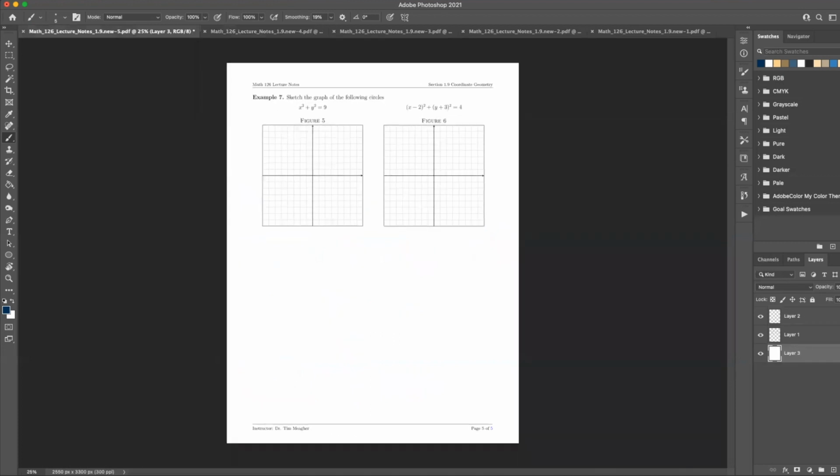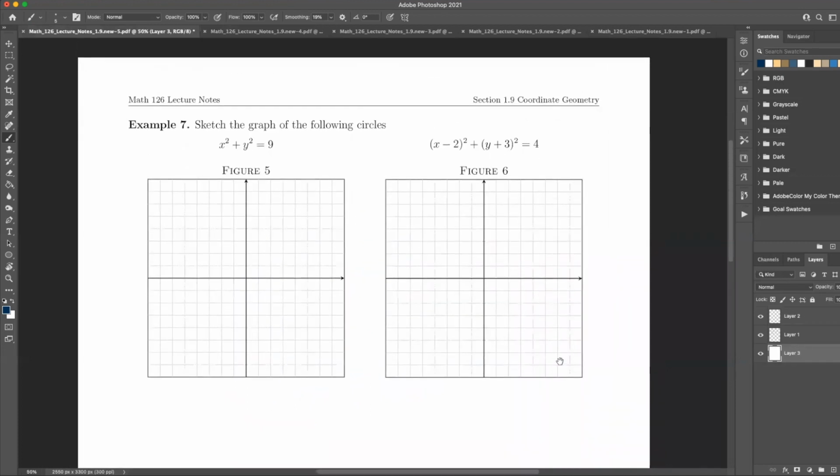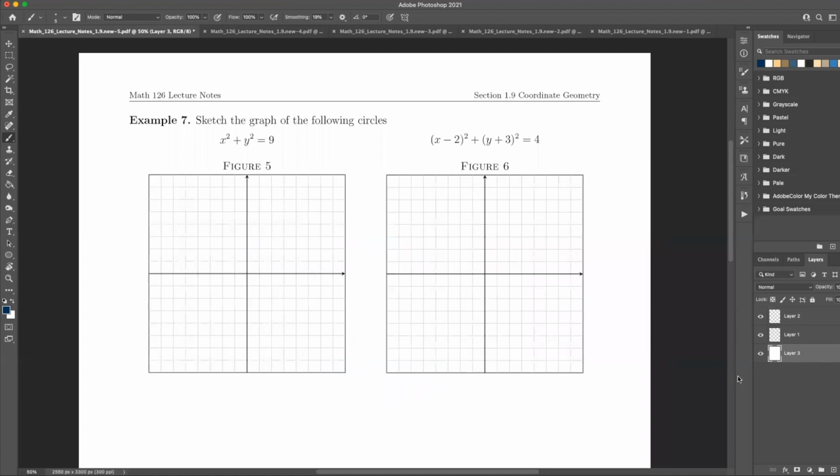All right, so let's do this. Let's graph the following circles. Here, let me write down what the center is. The center of this circle is 0, 0, because I have nothing here, nothing here. The radius of this circle is the square root of 9, aka 3.